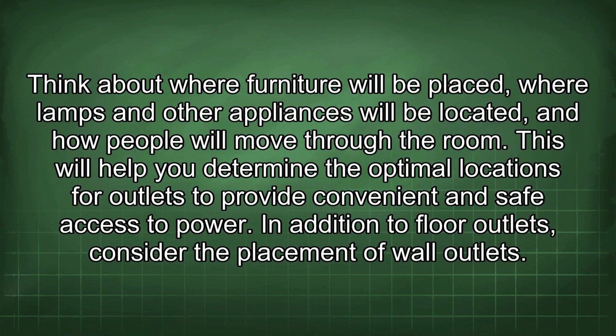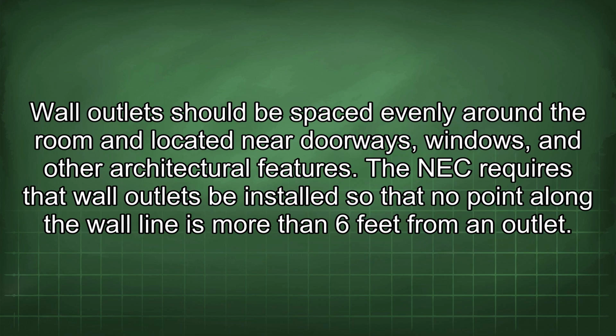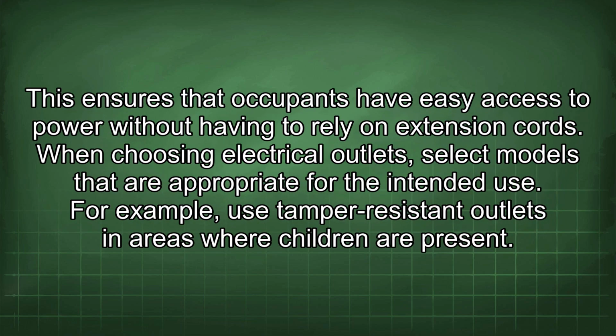In addition to floor outlets, consider the placement of wall outlets. Wall outlets should be spaced evenly around the room and located near doorways, windows, and other architectural features. The NEC requires that wall outlets be installed so that no point along the wall line is more than 6 feet from an outlet. This ensures that occupants have easy access to power without having to rely on extension cords.